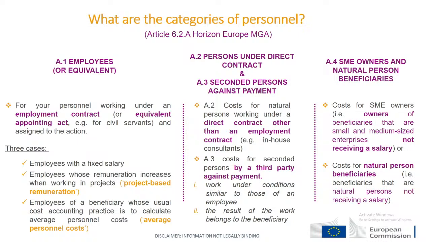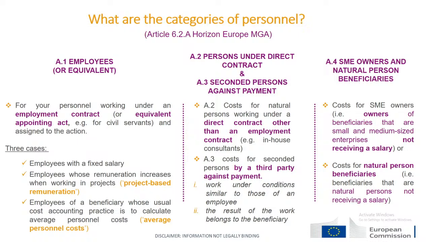Another category of personnel is the person under direct contract. For example, the case of an in-house consultant, who doesn't have a direct contract, not an employment contract per se, or strictly speaking. But also we have seconded persons against payment. So this is a person provided by a third party. And in order to consider this cost eligible, two conditions must be fulfilled: they work under similar conditions to those of a normal employee, and the result of the work belongs to the beneficiary and not to the third party against payment.